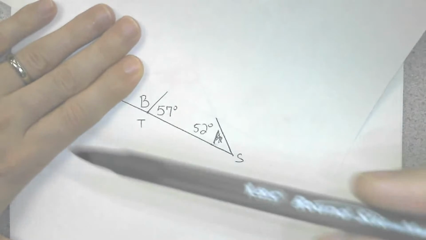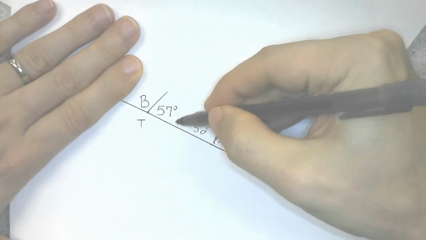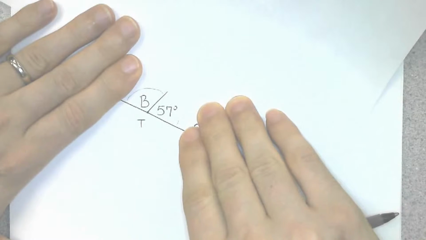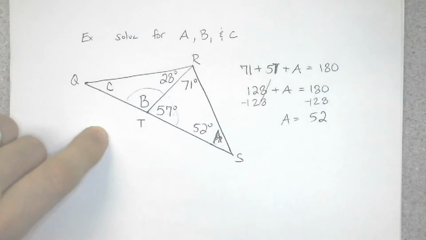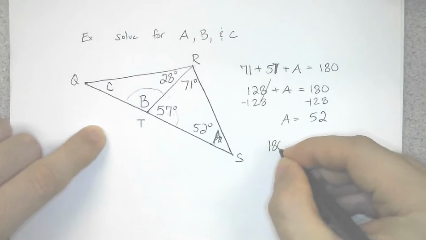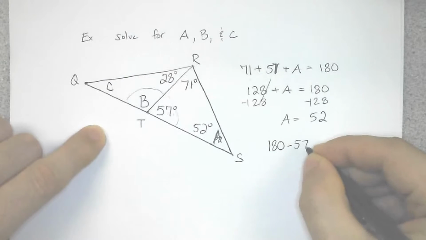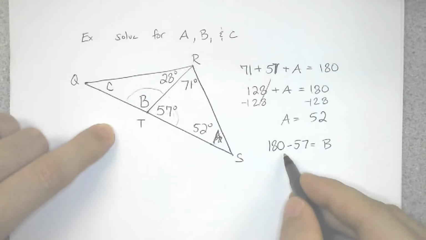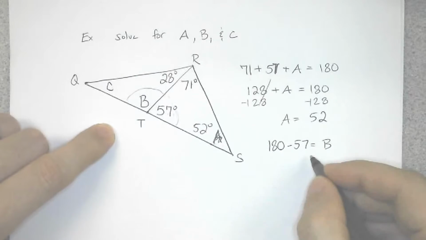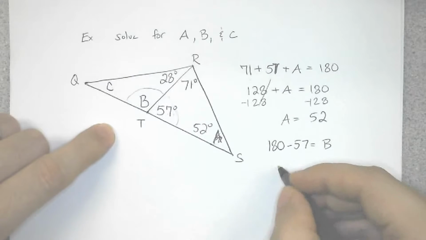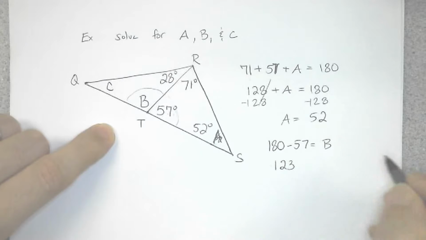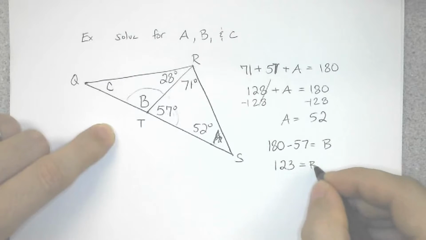That means that this little bit right here, the 57 degrees, plus this little bit right here together adds up to 180 degrees. So, knowing that, I can say 180 minus 57 equals angle B. 180 minus 57 is going to be 123. So I have 123 as angle B.